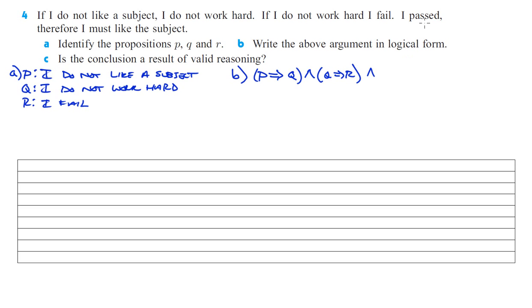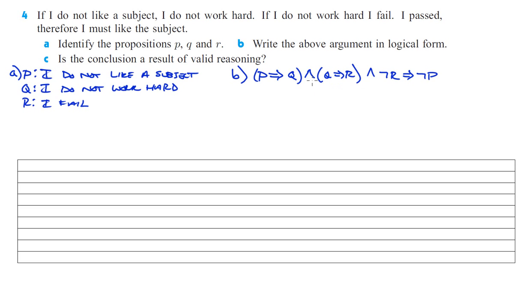So I passed, which is not failing, so that's not R. Therefore, I must like the subject. So that's the opposite of not liking the subject, so that's going to be not P. Okay, and I passed. Therefore, I must like the subject. Easiest way to replace that is if I passed, then I must like the subject. So that means that this here is going to be the implication. So that's writing this whole 3 sentences here in logical form.